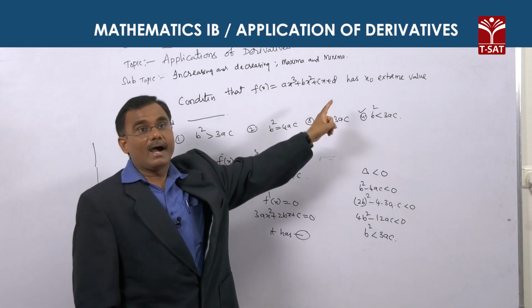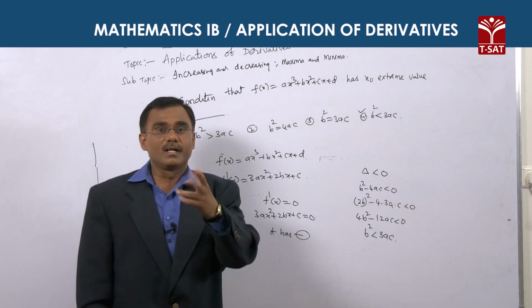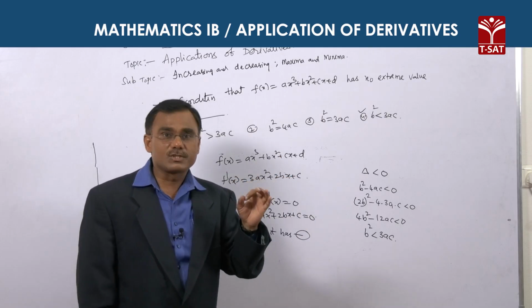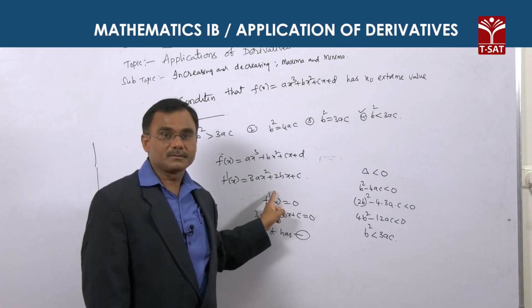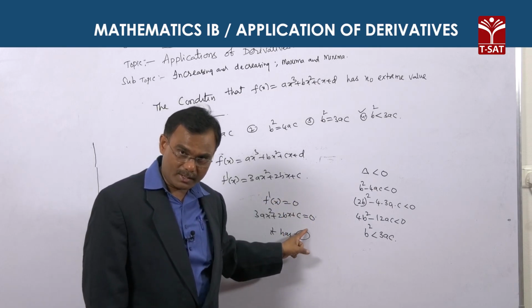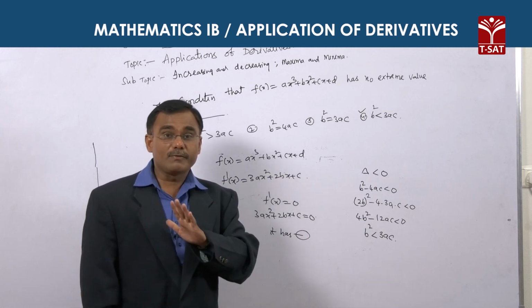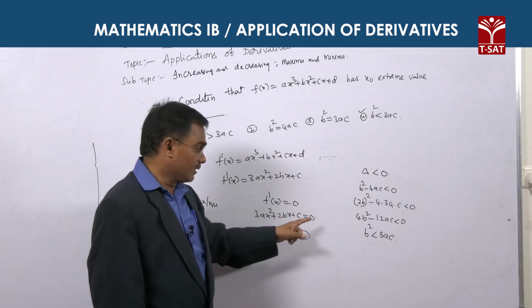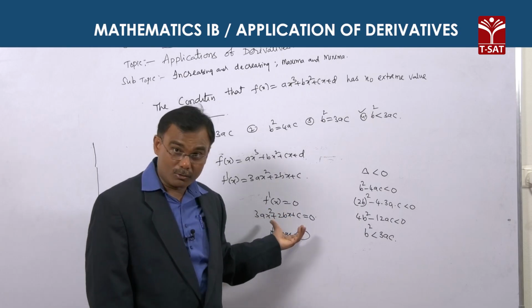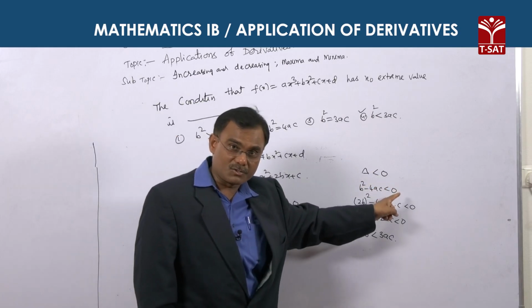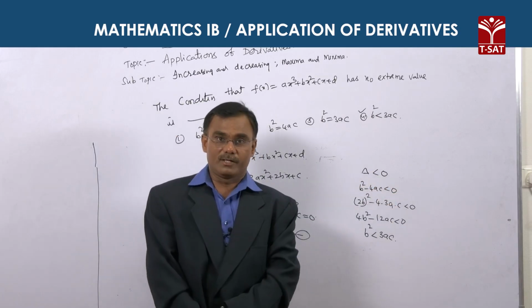The given function has no extreme values. Find the relation between a, b and c. For finding the extreme values, first find f dash x. For maximum or minimum, f dash x equal to 0. We get one quadratic equation. But since the function has no extreme values, the quadratic equation has no real roots. No real roots means complex roots, and complex roots means discriminant less than 0. Simplify, and we get the required equation.